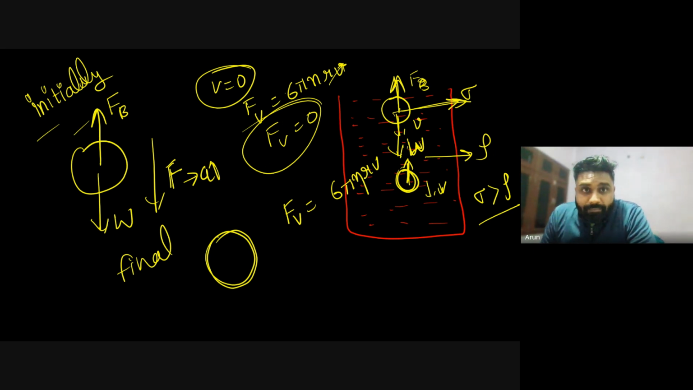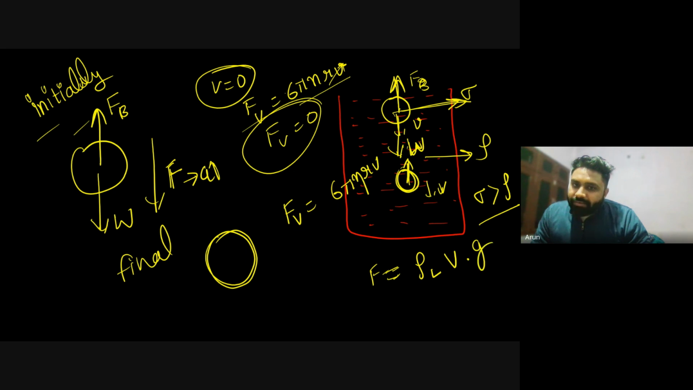So what is happening? Initially, you just drop the ball. The velocity of the ball is zero, which is the very initial condition. Velocity of the ball is zero, and the viscous force is 6 pi eta rv. If there is no velocity, there is no viscous force. Only buoyant force is there because it does not depend on the velocity. It depends on the density of the material. So buoyant force is density of liquid, volume immersed, and into gravity.